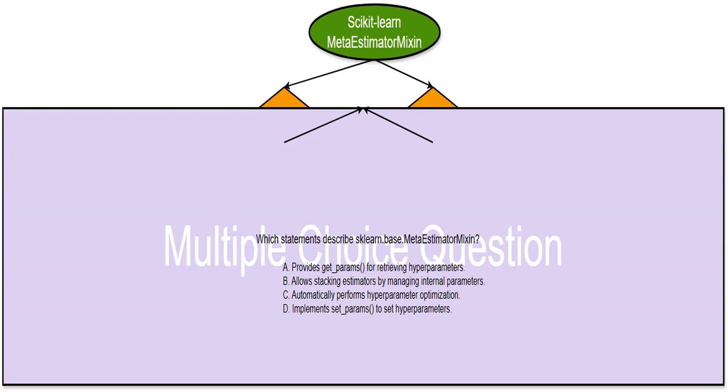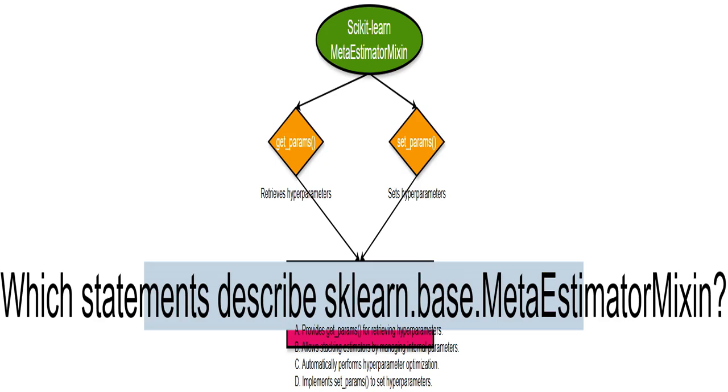This is a multiple-choice question designed to test understanding of the Sklearn class. It presents 4 statements about the class and asks you to select all the correct ones. This encourages active learning and application of knowledge. This is the core question. It asks to identify statements which accurately describe Sklearn BaseMetaEstimatorMixin. This phrasing directly addresses the focus of the quiz.